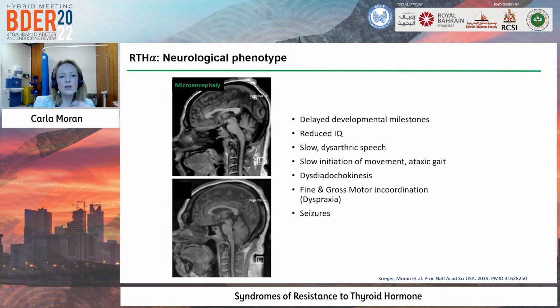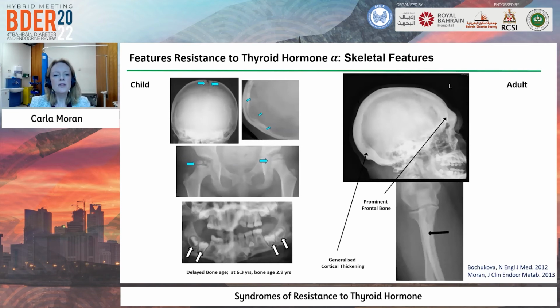Although their head circumference is enlarged, their brain volume is reduced, and we can see that on MRI imaging. They have skeletal features in common. So in childhood, there's delayed closure of the fontanelles. There can be persistence of the skull sutures. Epiphyseal dysgenesis is also common. Delayed eruption of the teeth, and delayed bone age. Adults have generalized cortical thickening, and prominent frontal bone is common.